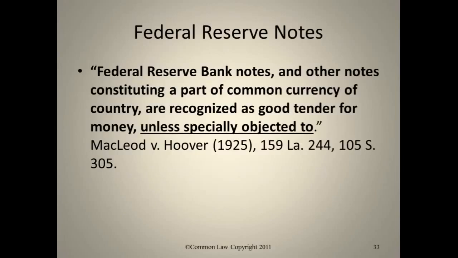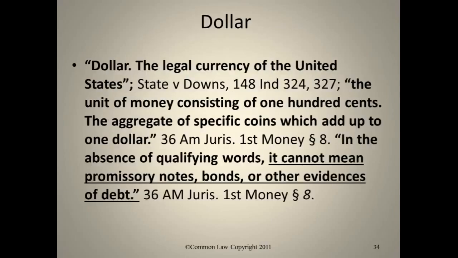Federal Reserve banknotes or other notes constituting a part of the common currency of the country are recognized as good tender of money unless specifically objected to. A dollar is a legal currency of the United States. The unit of money consisting of 100 cents, the aggregate of specific coins, which add up to $1. In the absence of qualifying words, that cannot mean promissory notes, bonds, or other evidences of debt.